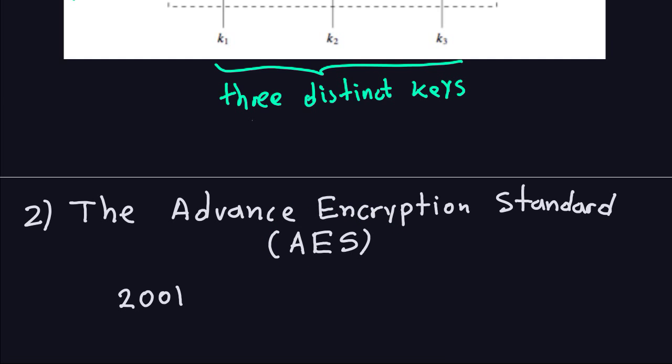So in the next topic, the next cipher we're going to study is the Advanced Encryption Standard, and this is also a symmetric cipher, which means that the key for encryption and decryption is exactly the same key. We're going to talk about this later. So this is going to be the end of DES, at least for now.